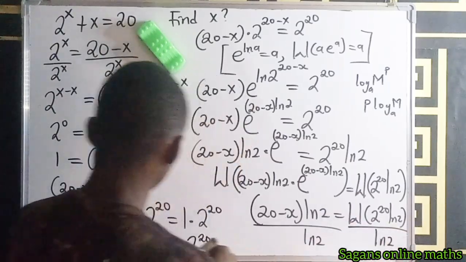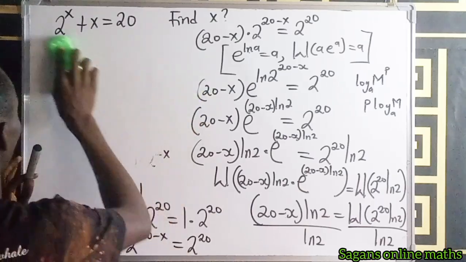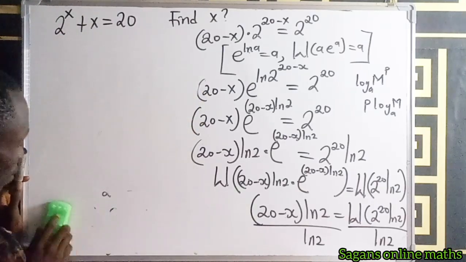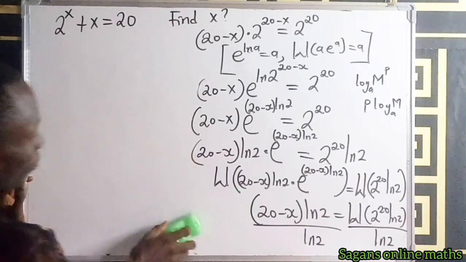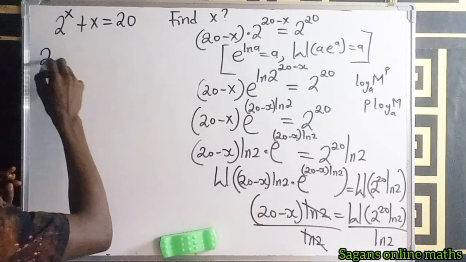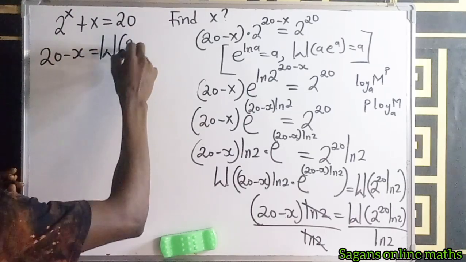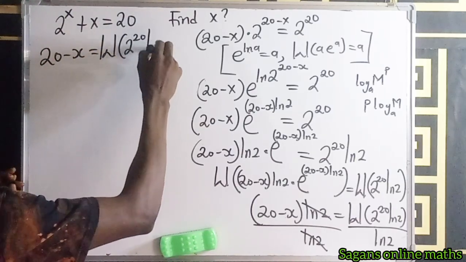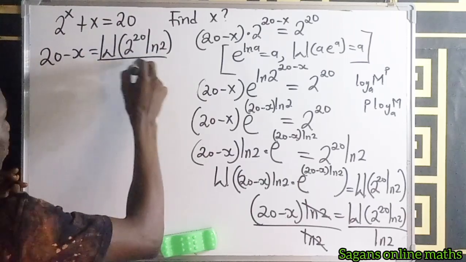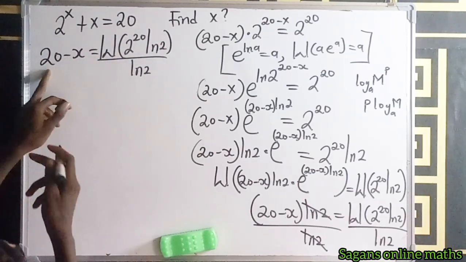Now let me remove this from here quickly, because we're looking for the value of x. So if I remove this from here, this will cancel out this, so I'm going to have that 20 minus x is equal to the W function of 2 to the power of 20 ln 2, all divided by ln 2. Now looking for x, let's subtract 20 from both sides.